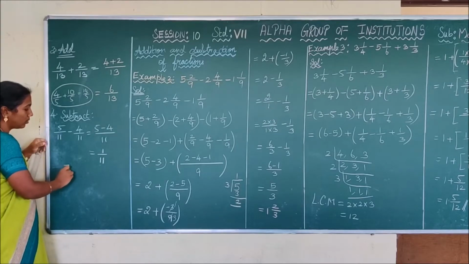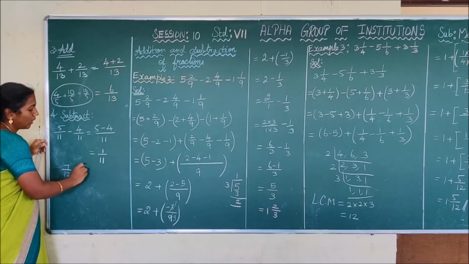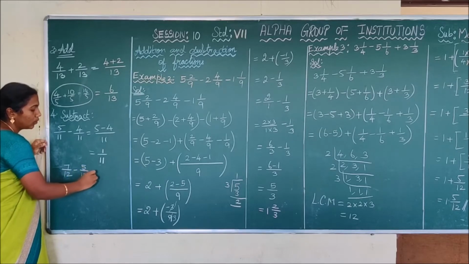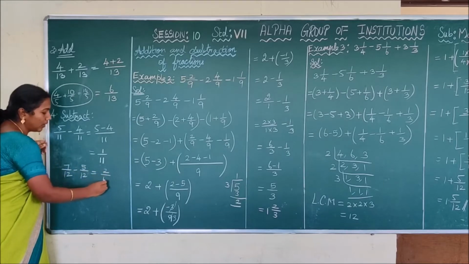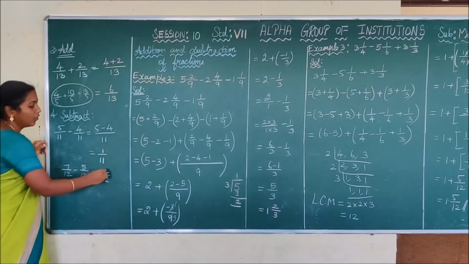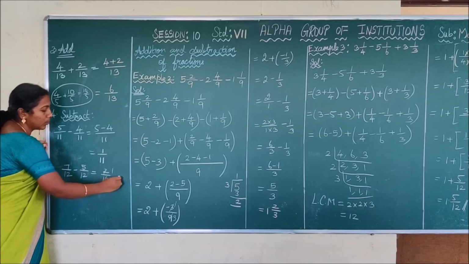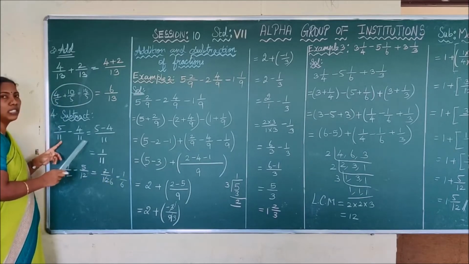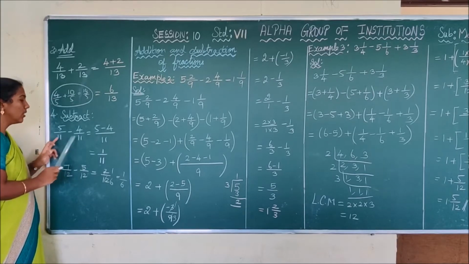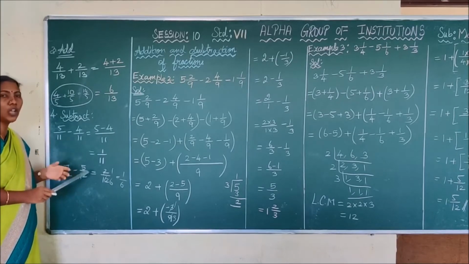Suppose the given question is like this: 7 by 12 minus 5 by 12. So what is your answer? 7 minus 5 is 2. So 2 by, write the denominator one time, 2 by 12. And then you have to cancel, 1 time, 6 times. So your answer is 1 by 6. If the denominators are the same, it is very easy. Suppose the given denominators are different, how can we solve?